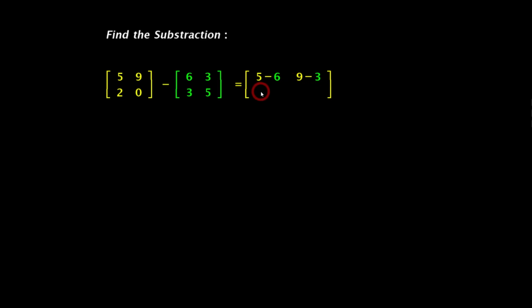Then we come to the left down, which is row 2, column 1. We pick up 2 from the same location, pick up the 3, and subtract 2 minus 3, and write it over here. We pick the 0, pick the 5, and write 0 minus 5 right over here. Finally, all we have to do is simplify, taking the same location and same position. So 5 minus 6 is a negative 1, 9 minus 3 is a positive 6, 2 minus 3 is a negative 1, 0 minus 5 is a negative 5.